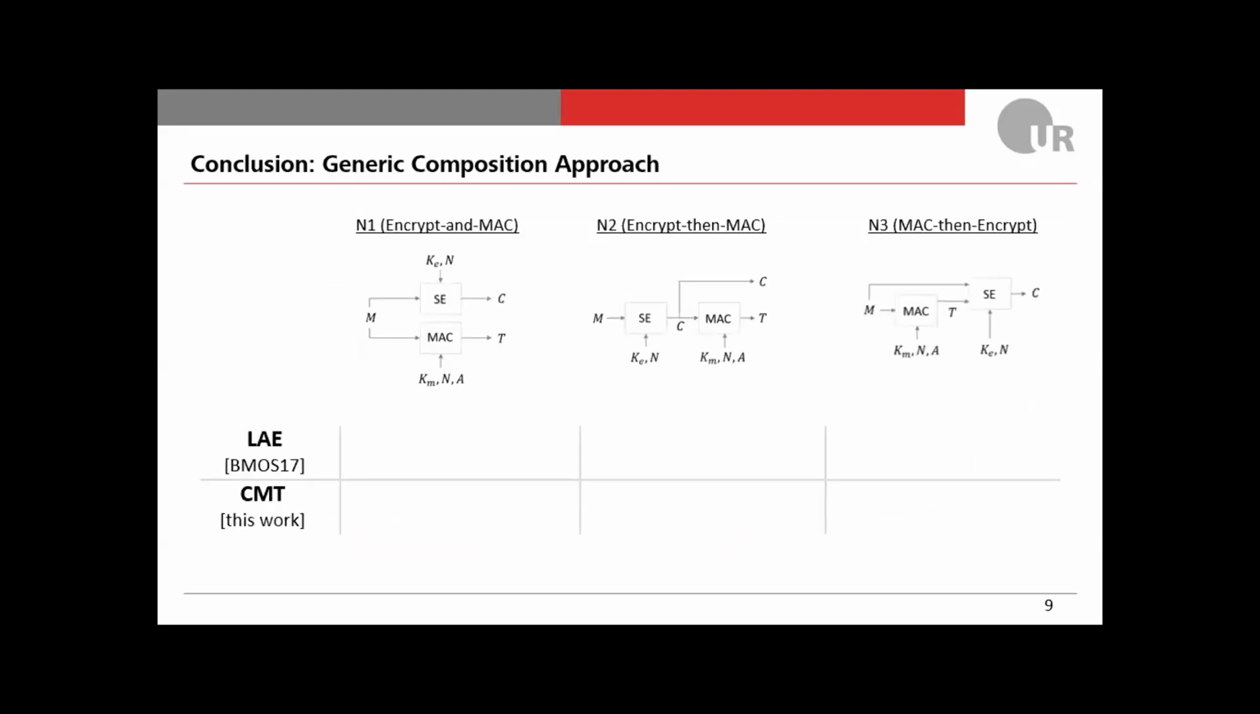Okay, then coming back to our goal of achieving both committing security and leakage resilience, we have gathered the following results for the generic composition approach. So Barwell et al. already showed that only N2 can achieve leakage resilience, and we have only a positive result for N1, as we give an attack for N2 and have N3 as an open question. However, this already shows that one cannot achieve both notions simultaneously from generic composition.